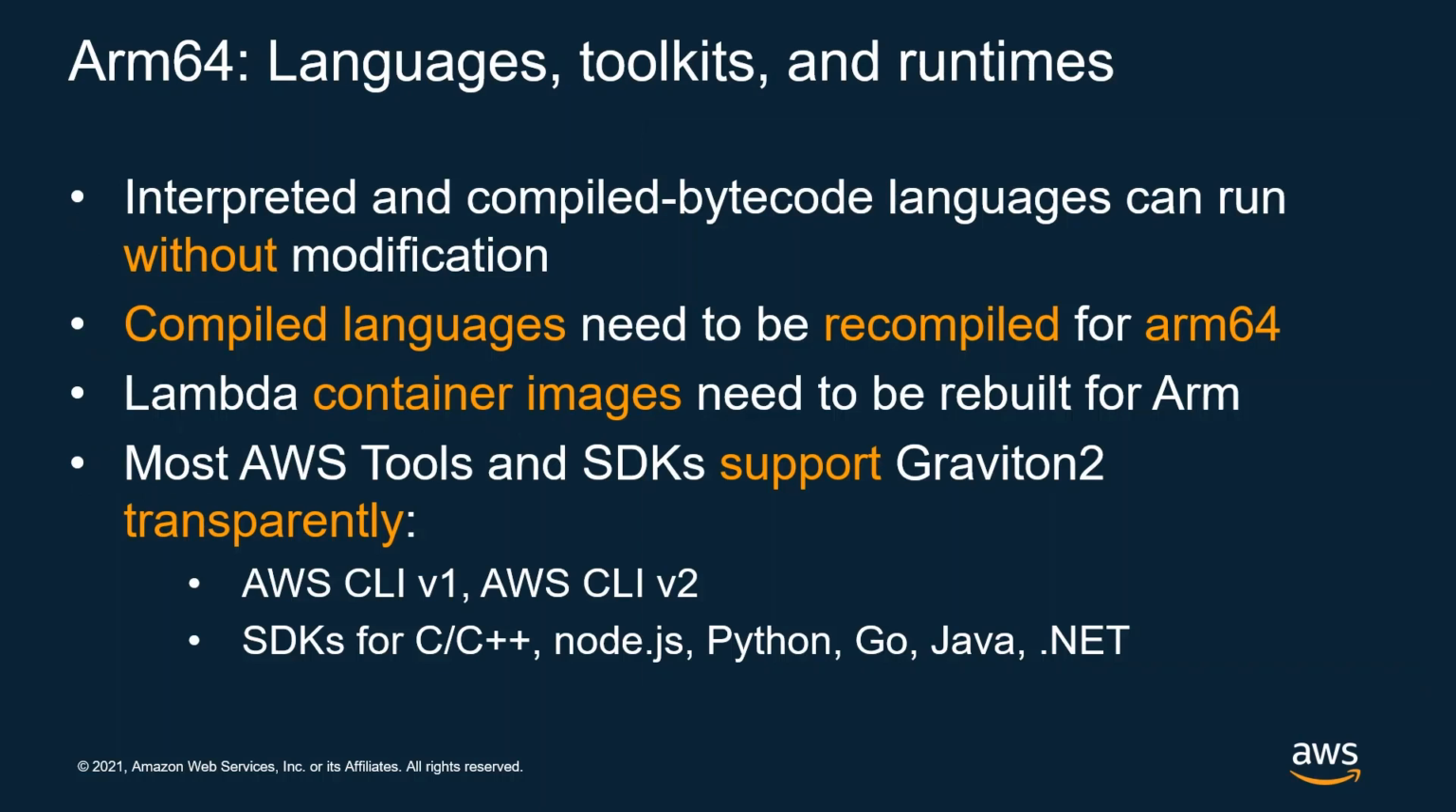Now, if you're migrating existing functions over, there are a number of factors you may need to consider. Interpreted and compiled bytecode languages, so these are things like Node.js or Python or Java bytecode, and many of these can run unmodified on Graviton2. Compiled languages do need to be recompiled for ARM64, but this isn't necessarily too complicated, and Lambda container images do need to be rebuilt for ARM. Most AWS tools and SDKs already support Graviton2 transparently, including the CLIs and various SDKs for the various languages.